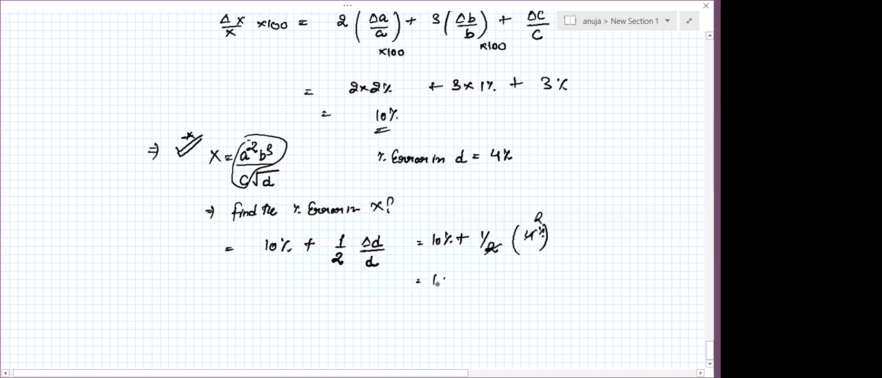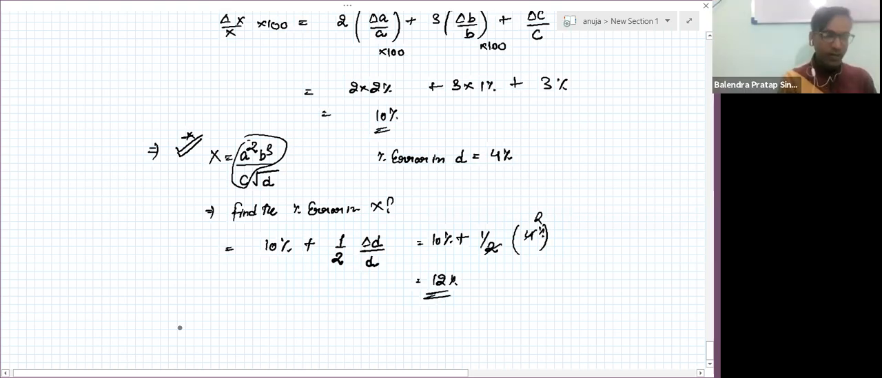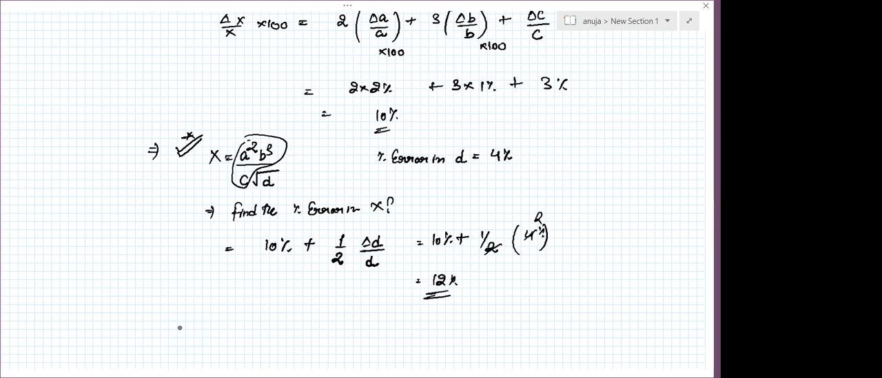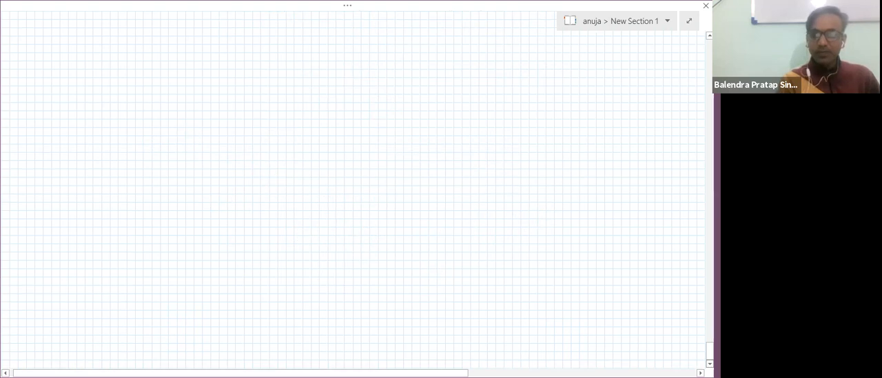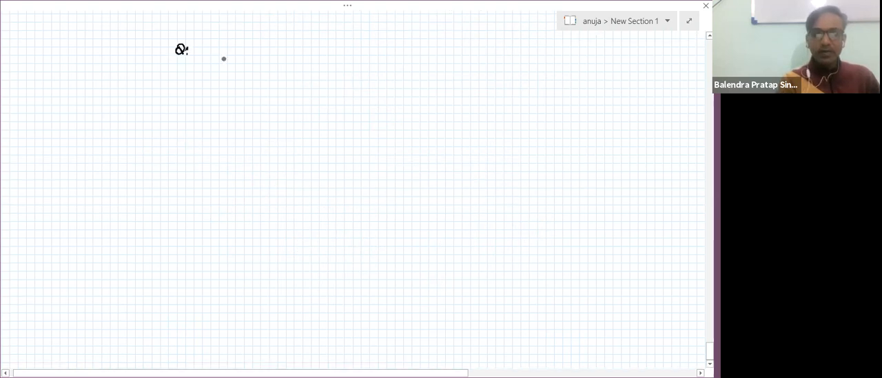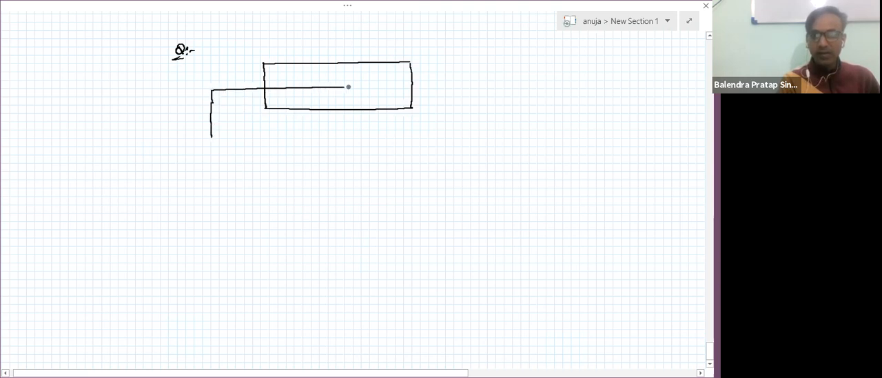Now 12%. I think you are very familiar with this type of question. One more question I am giving you here. Suppose a geometry, something like this type of geometry, a three-dimensional geometry, something like this.